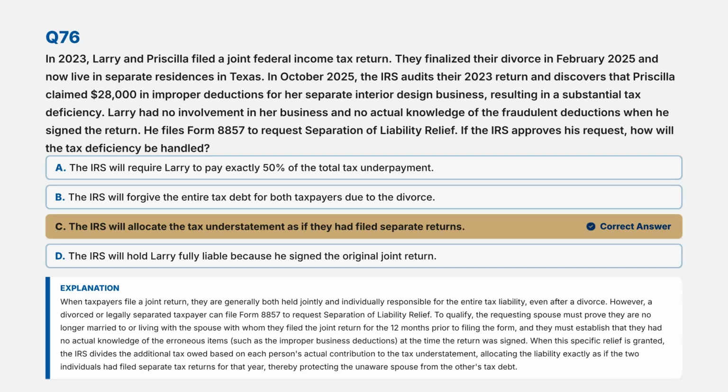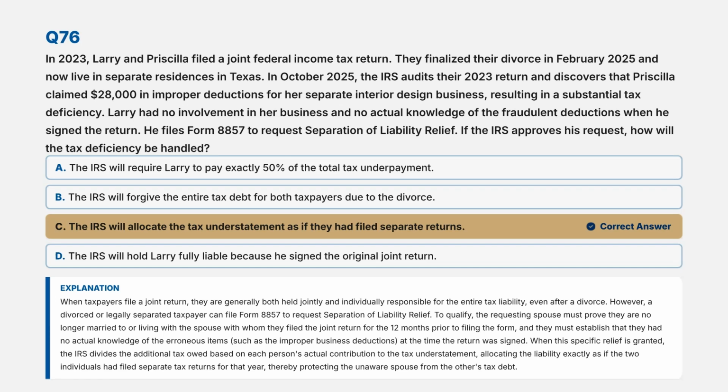To qualify, the requesting spouse must prove they are no longer married to or living with the spouse with whom they filed the joint return for the 12 months prior to filing the form, and they must establish that they had no actual knowledge of the erroneous items, such as the improper business deductions, at the time the return was signed. When this specific relief is granted, the IRS divides the additional tax owed based on each person's actual contribution to the tax understatement, allocating the liability exactly as if the two individuals had filed separate tax returns for that year, thereby protecting the unaware spouse from the other's tax debt.